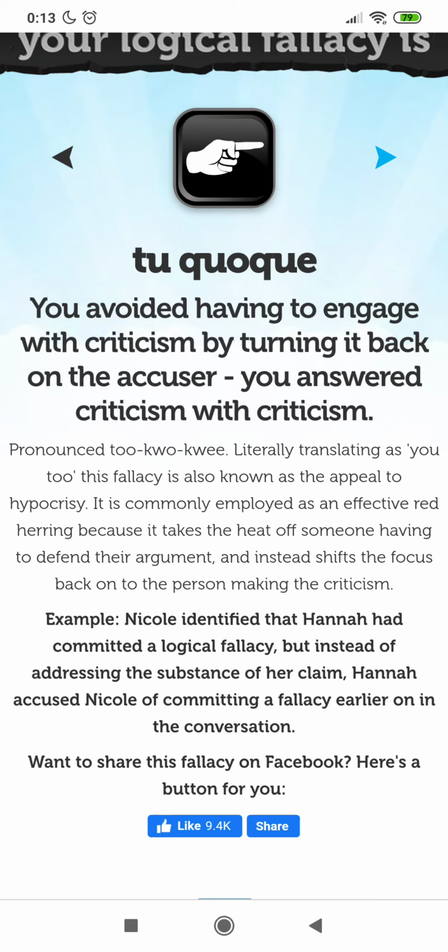It is commonly employed as an effective red herring because it takes the heat off someone having to defend the argument and instead shifts the focus back onto the person making the criticism. Example: Nicole identified that Hannah had committed a logical fallacy, but instead of addressing the substance of her claim, Hannah accused Nicole of committing a fallacy earlier on in the conversation.